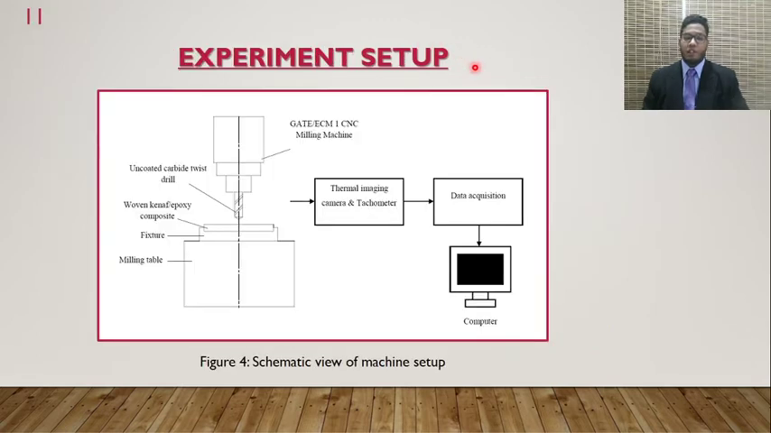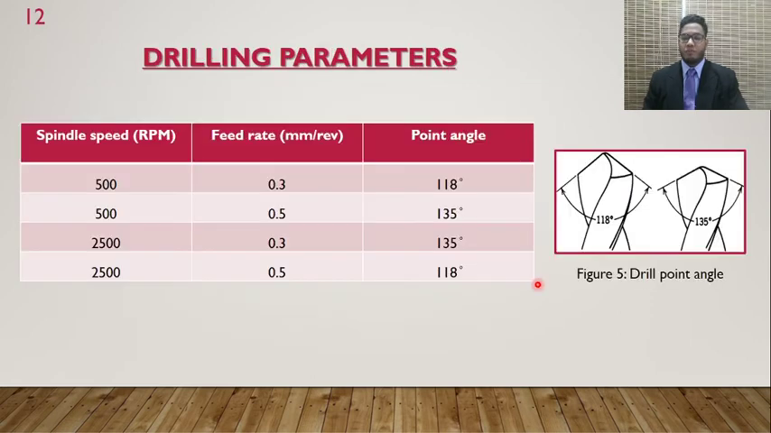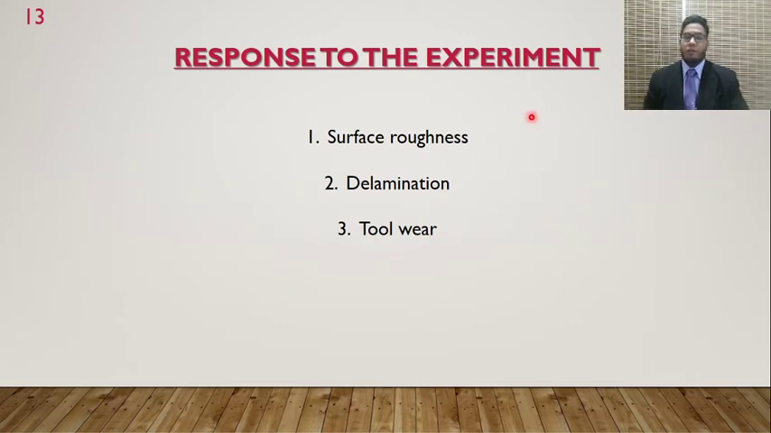And this figure shows the experiment setup. A thermal imaging camera will be used to monitor the temperature during drilling, and a tachometer will be used to observe the speed. The data of the experiment will be analyzed by using Minitab software in order to get the optimum result. And this is the set of parameters that will be used in the experiment. And these are the responses of the experiment, which are surface roughness, delamination, and tool wear.